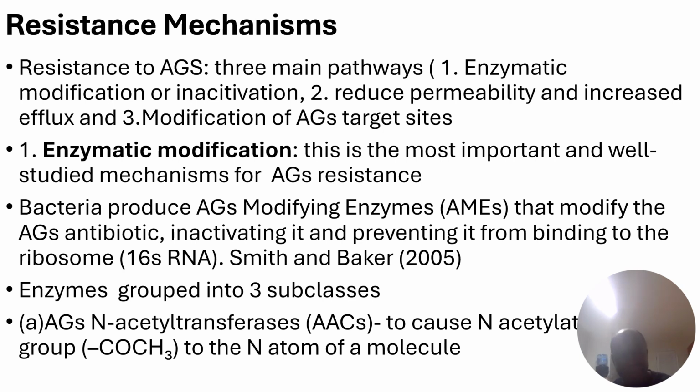Enzyme modification. This is the most important and well-studied mechanism for AGS resistance. Bacteria produce AGS-modifying enzymes that modify the AGS antibiotic, inactivating it and preventing it from binding to the ribosomal RNA.